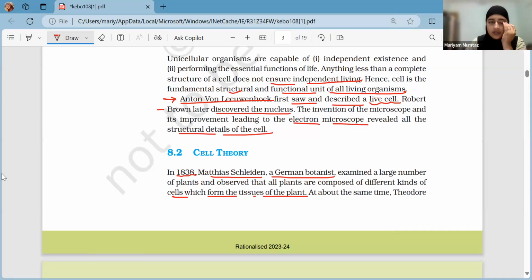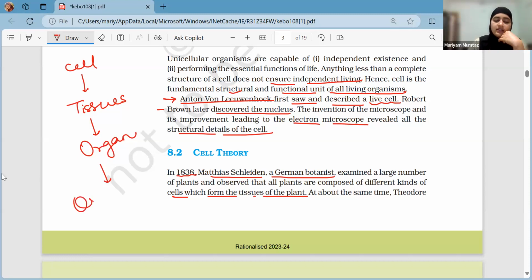Do you know this? A cell is there. Then a group of cells is known as a tissue. A group of cells makes a tissue. Then a group of tissues would come together and make an organ. Then a group of organs would come together and make an organ system. Very good.